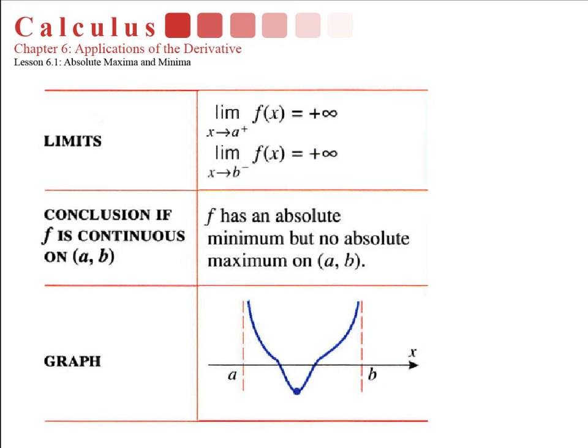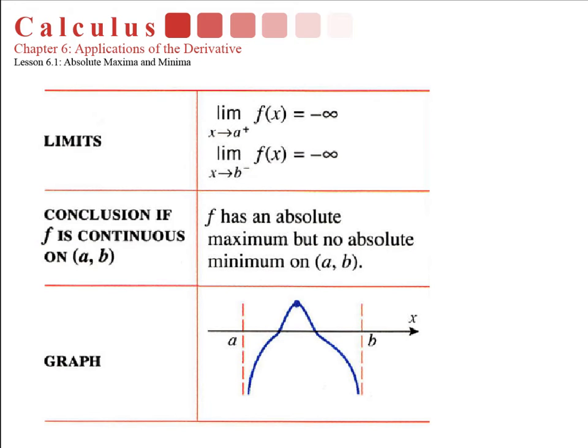Okay, let's talk about what kind of conclusions we can make now. What if we have a finite interval from a to b and it's an open interval? Well, as x approaches a from the right, if the limit is positive infinity, and as x approaches b from the left, if the limit is also positive infinity, what can we conclude? We can conclude that f has an absolute minimum but no absolute maximum on that open interval. The graph would look something like this.